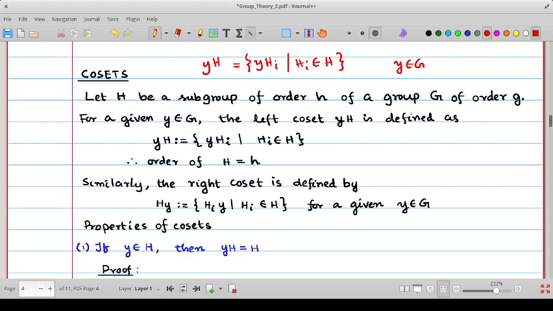So this is called the left coset because we are multiplying every element of the subgroup H from the left with y. Similarly, we can define a right coset, which will be defined as Hy equal to hi times y, where hi are elements of group H. So here we are multiplying the group elements from the right with y.